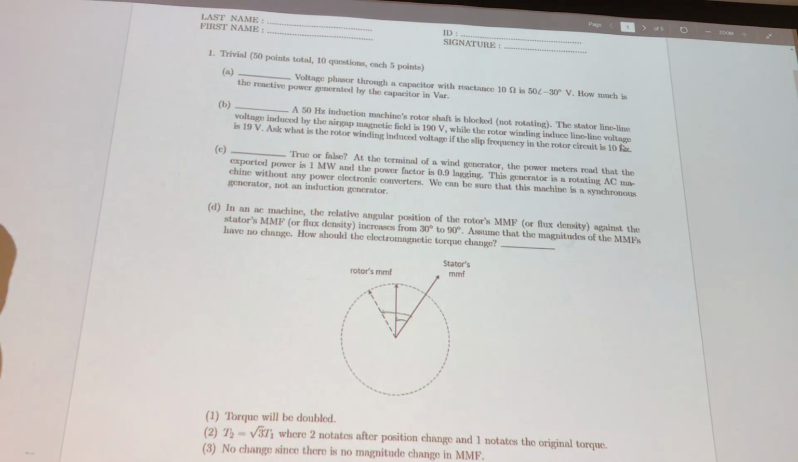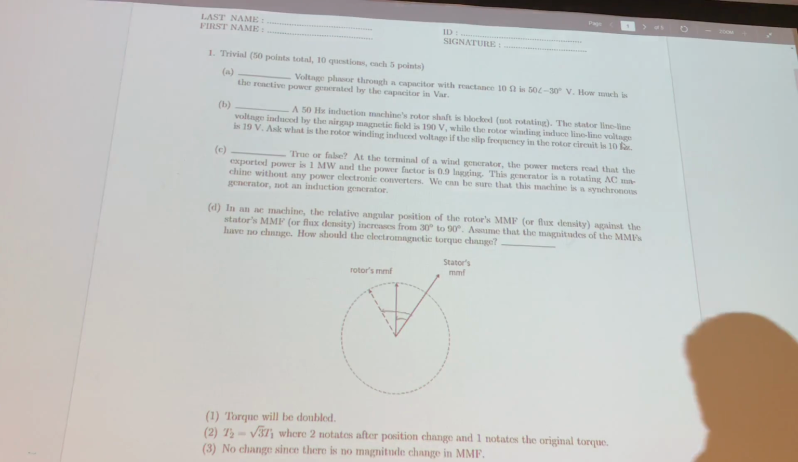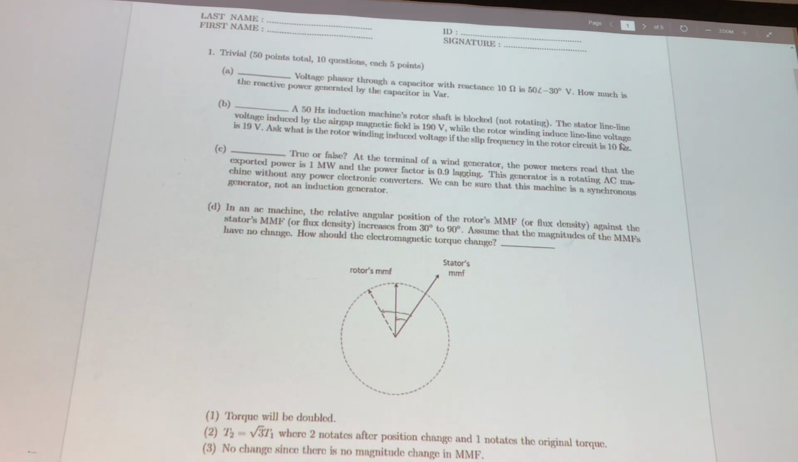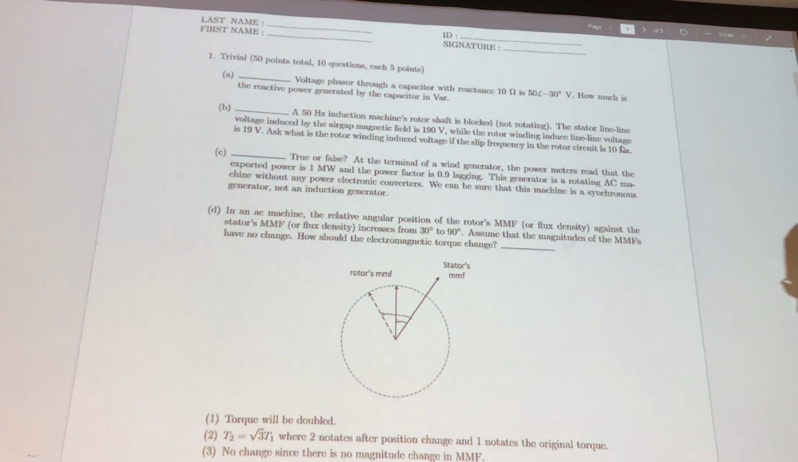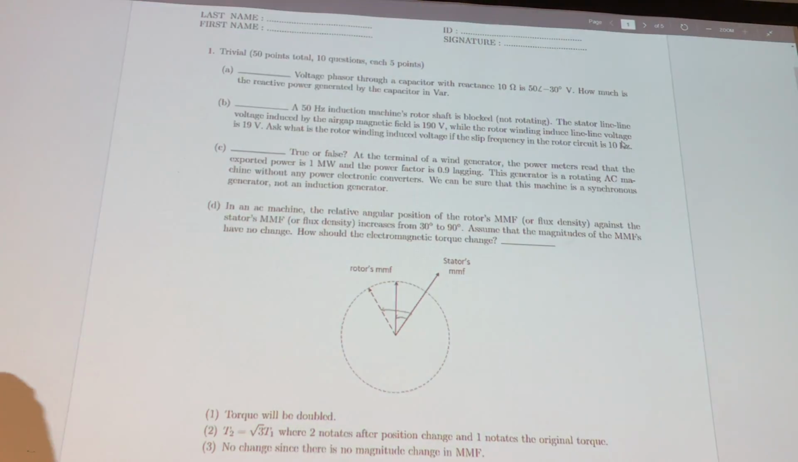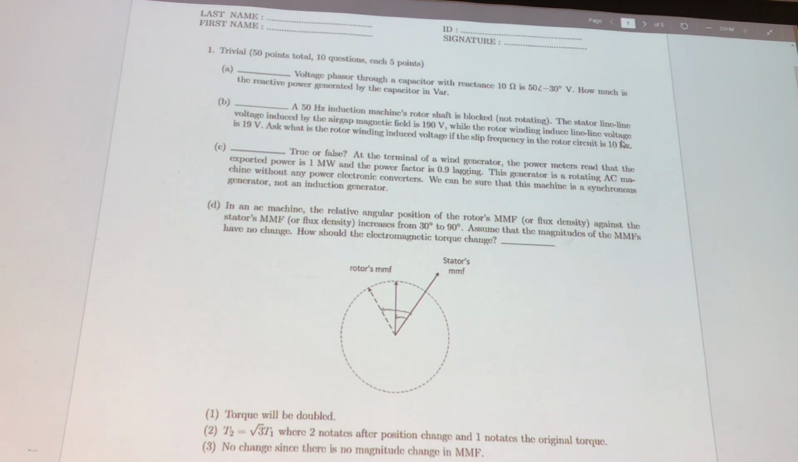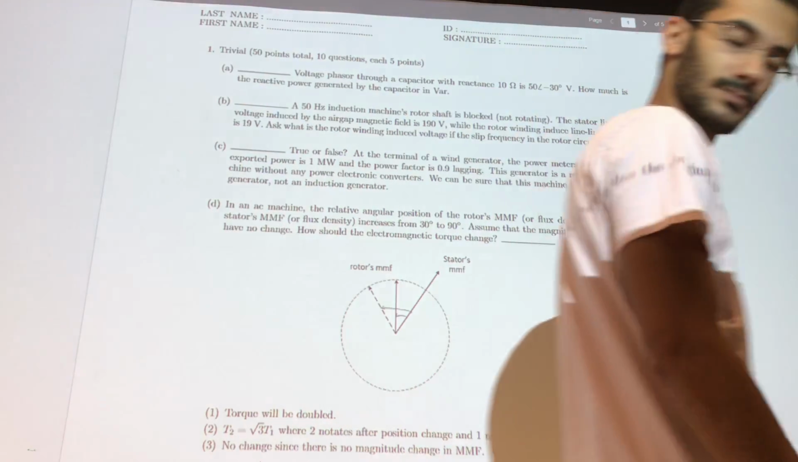Sorry, if I can just go back to question 1. It's not just 50, it's 50 squared over 10. 50 squared.